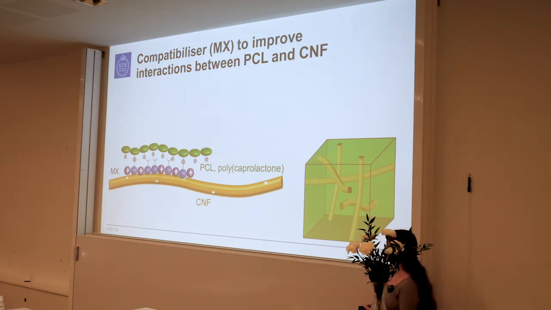So then, by first adsorbing this MX polymer to CNF, and then mixing those MX-treated CNF with PCL in the presence of a radical initiator, this interface could be formed where the MX polymer is both electrostatically adsorbed to the CNF and also covalently linked to the PCL matrix.